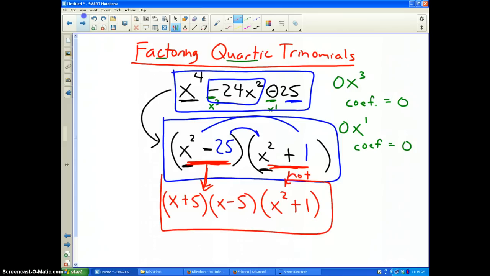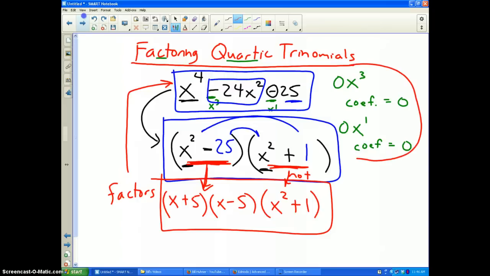And what I have written in red are the factors of my quartic trinomial, and that is how you can factor a quartic. But the key is the x cubed and the x to the first coefficients have to equal 0. And those are my 3 special cases and shortcuts. And if you have further questions, please ask me during class.